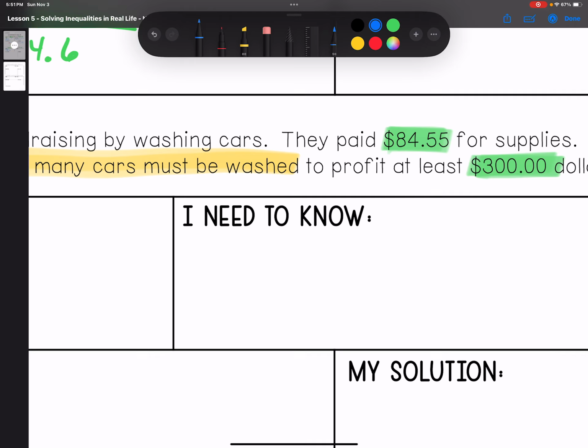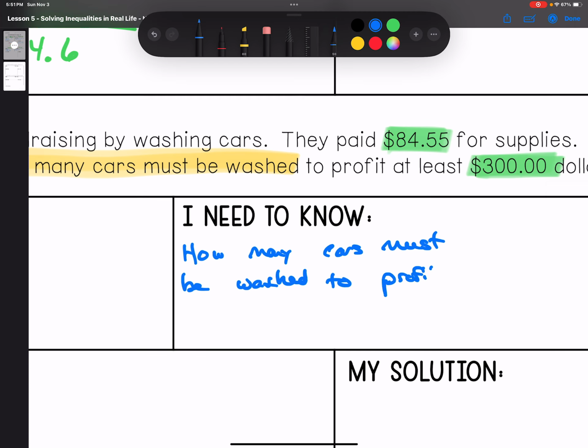I need to know how many cars must be washed to profit $300. So I need to know how many cars must be washed to make $300. Again, if you don't get all that, I will come back to that.